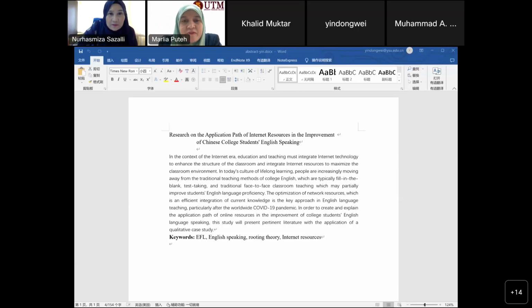regarding the application of internet resources for Chinese college students. Maybe mention something about Chinese students having problems when using the internet for doing their research. So that is basically the problem that you are trying to address in the paper. Then one or two sentences about how you want to find out about this problem, that is by explaining the methodology that you will use.